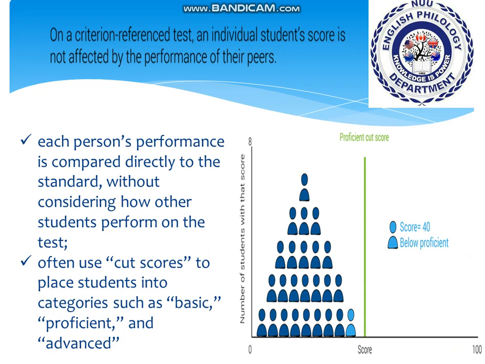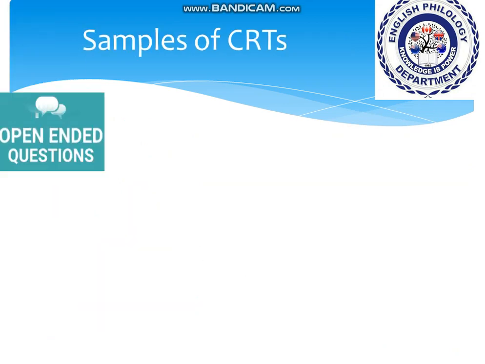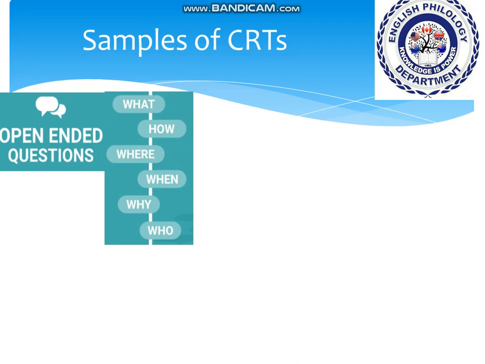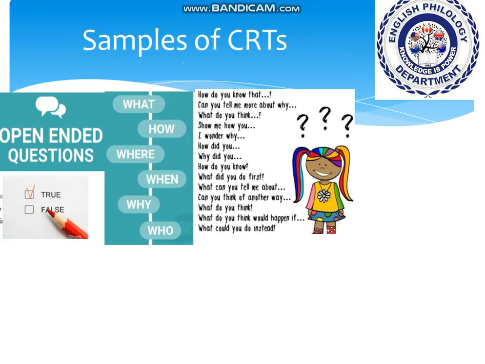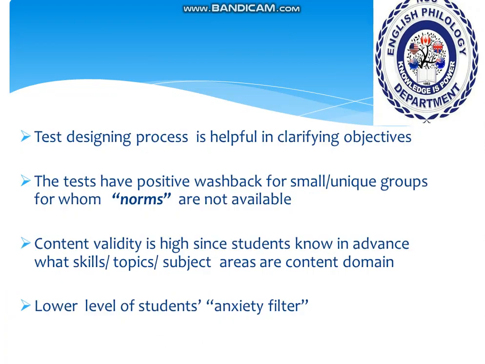Such tests usually use cut scores to place students into categories such as basic, proficient, and advanced user of the target language. So knowing a student's score on a CRT will only tell language instructors how that specific student compares in relation to the criterion, but not whether they performed below average, above average, or average when compared to their peers. Here you can see some samples of CRTs such as open-ended questions, true-false questions, and multiple choice questions. These assessments are quite often used in classroom assessment.